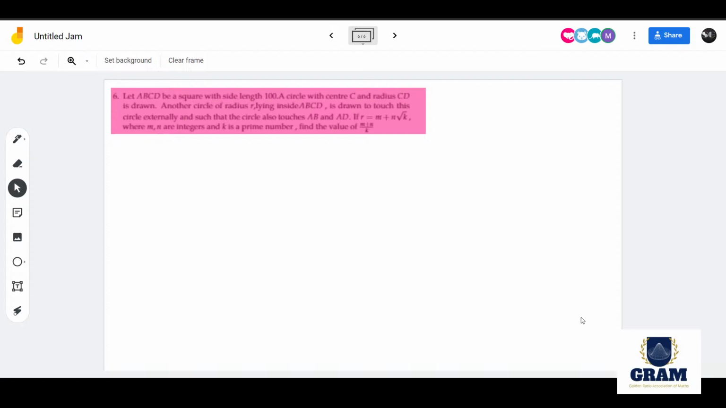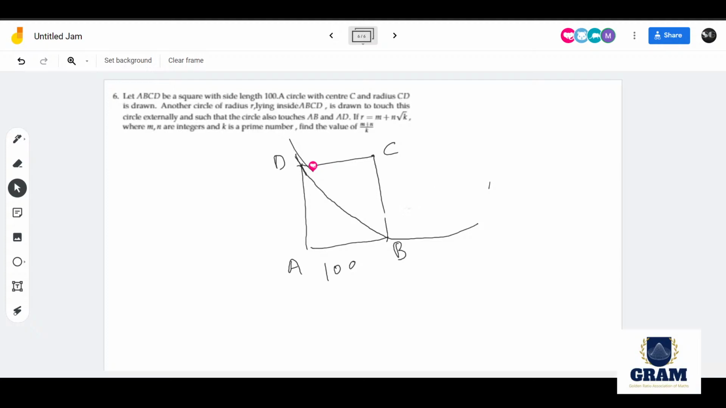Another circle of radius r lying inside ABCD is drawn to touch this circle externally, such that the circle also touches AB and AD. It will be like this circle. So this is our diagram, and we have to solve for the radius r of this circle.